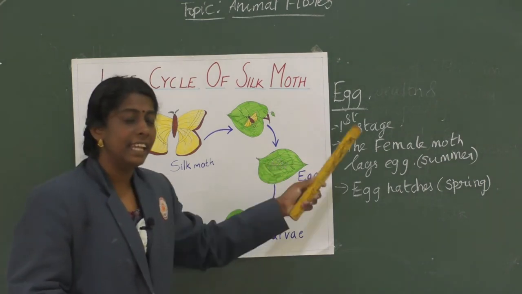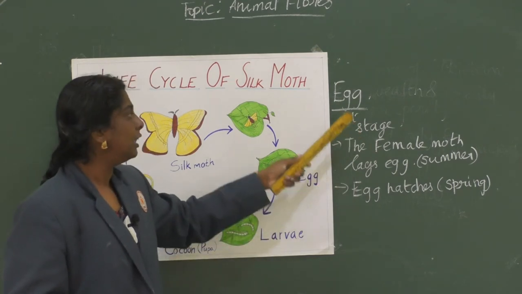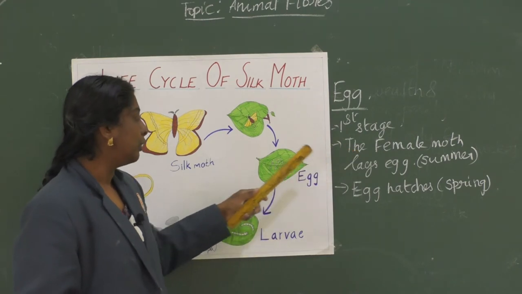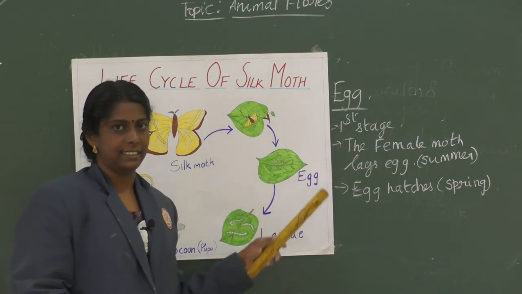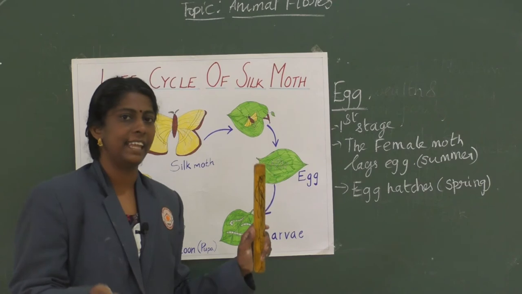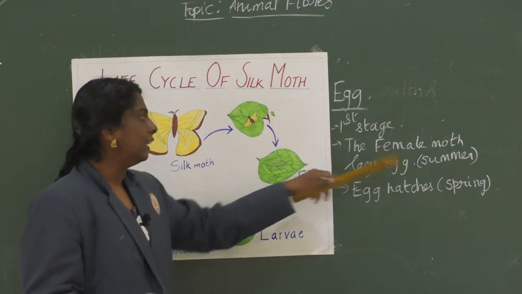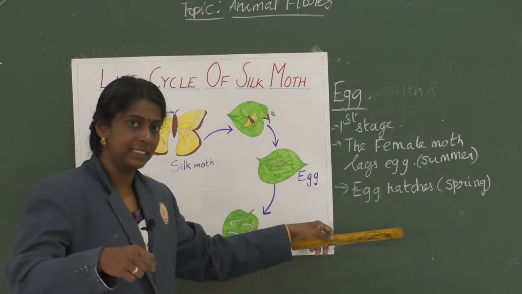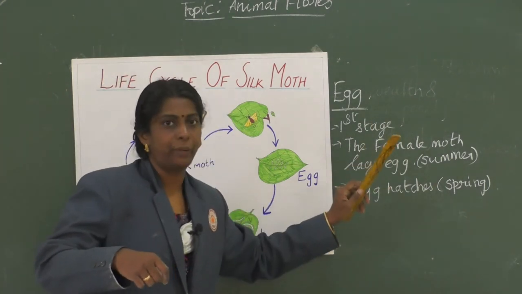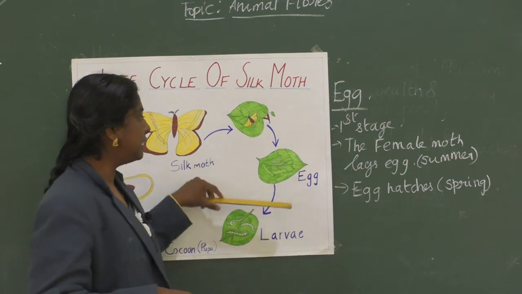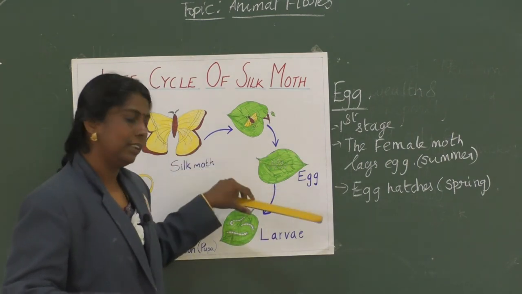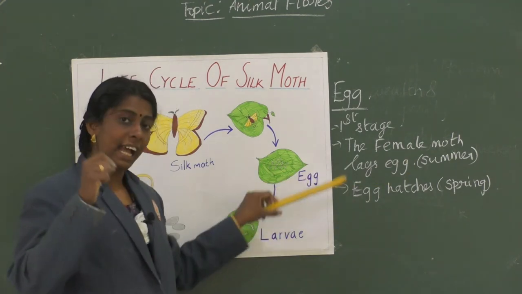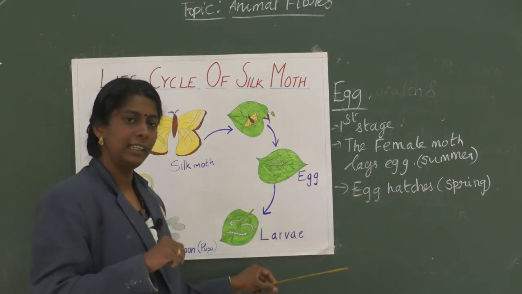Now, these eggs are the first stage of the life cycle of the silk moth. The female moth lays eggs, and it will be done during summer. And then the egg hatches during spring. So the first stage is egg: the female moth lays eggs in summer and it hatches in spring. Clear?